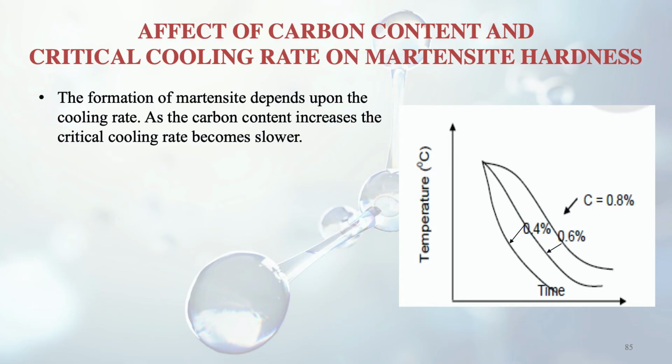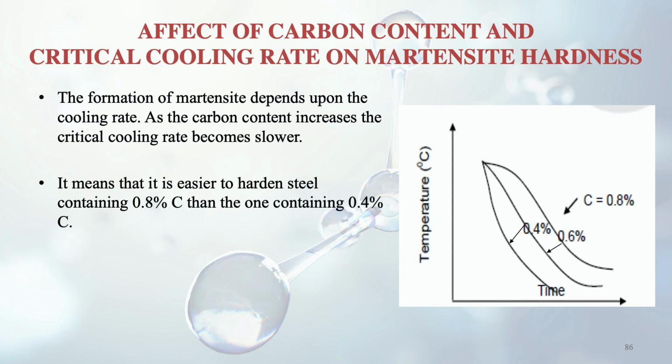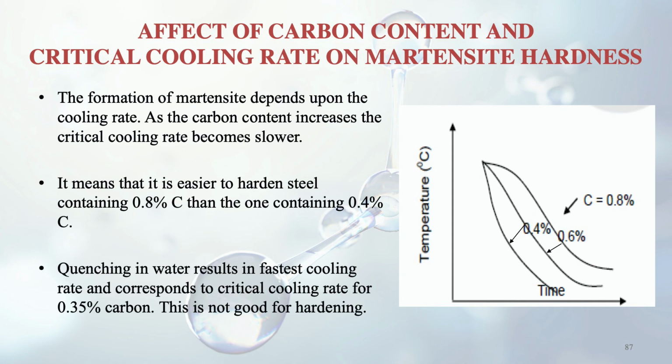So the formation of martensite depends upon the cooling rate. As the carbon content increases, the critical cooling rate becomes slower. It means that it is easier to harden a steel containing 0.8% carbon than the one containing 0.4% carbon. Quenching in water results in the fastest cooling rate and corresponds to the critical cooling rate for 0.35% carbon, but this is not good for hardening because the carbon content is lesser here. Like in the figure also you can see how with larger carbon content the hardness can be increased in an easier manner, meaning the steel with higher carbon content is easier to harden.